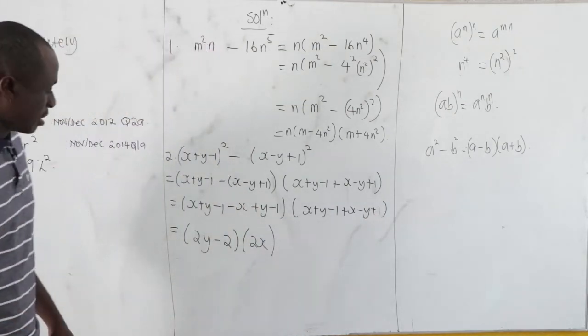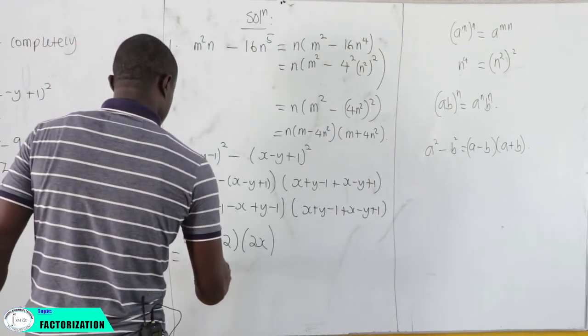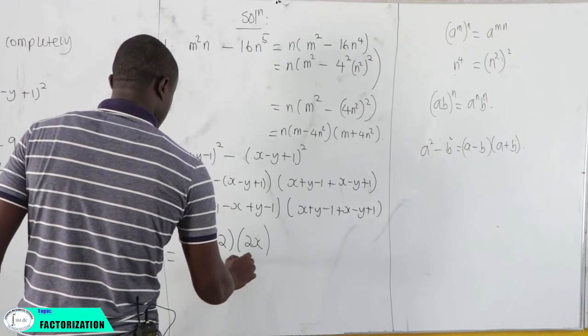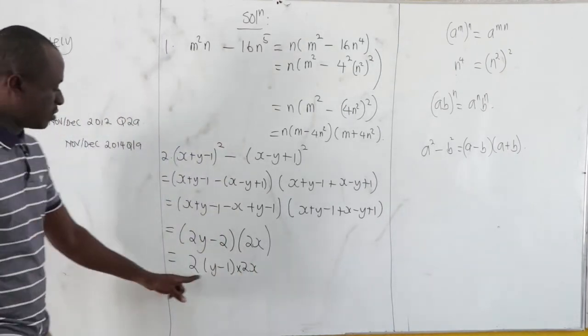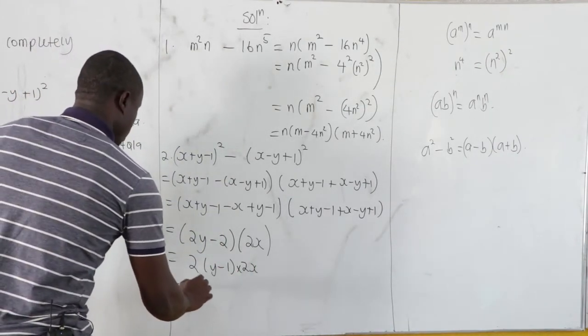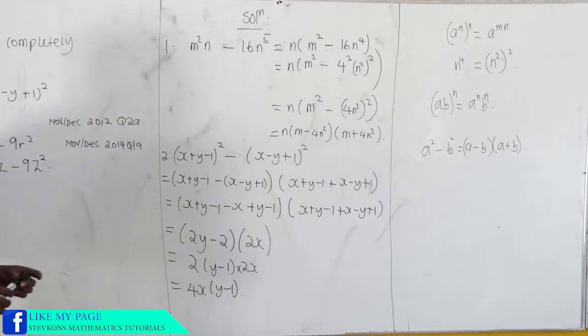We have been told to factorize. Now we can factorize 2 out from here. So we have 2y minus 1. And then we have 2x times 2x. Now this 2 times 2 here will give us 4x outside y minus 1.